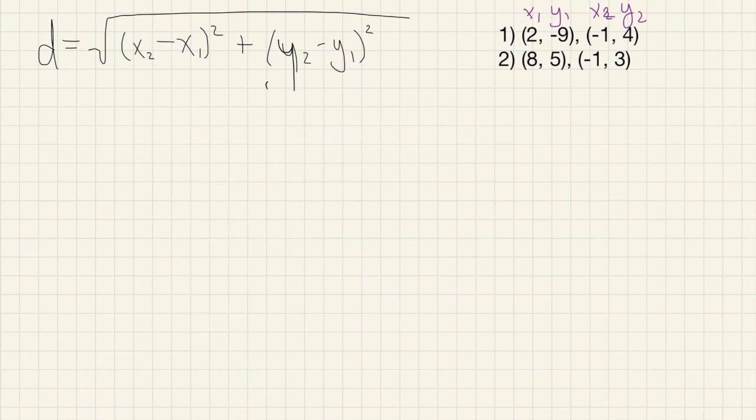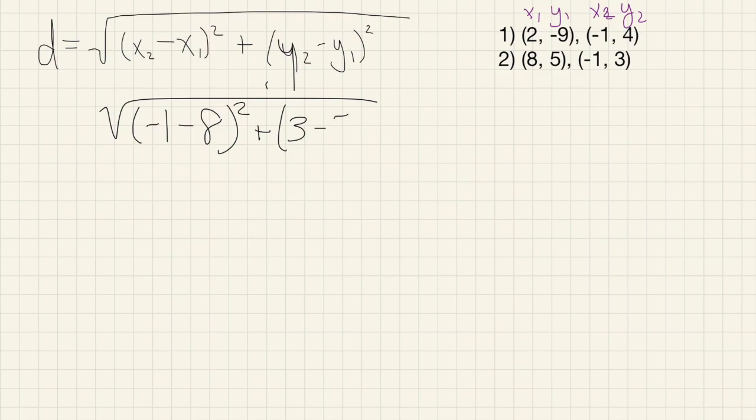So we start by plugging them in. Our x2 is going to be -1 minus our x1 of 8, squared, plus y2, which is 3, minus our y1, which is 5. Same steps every time.